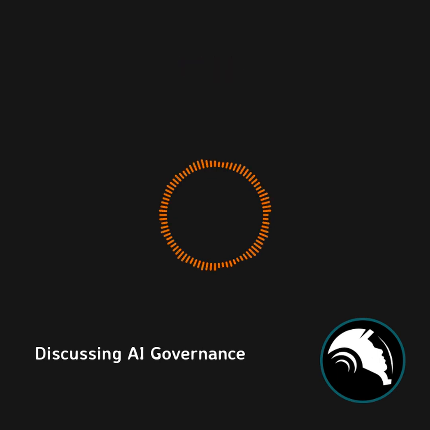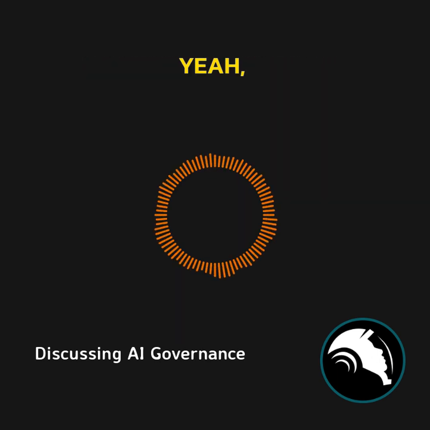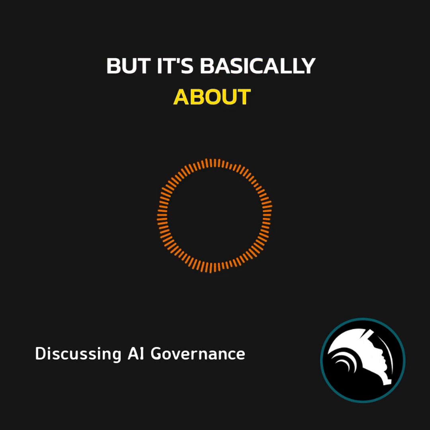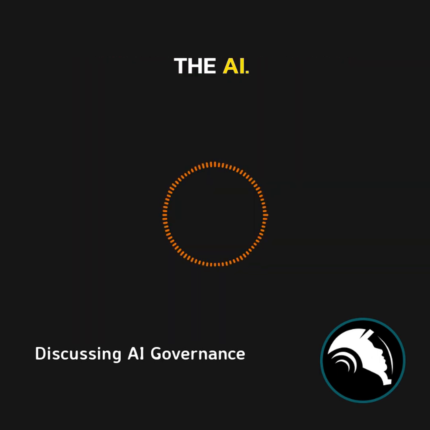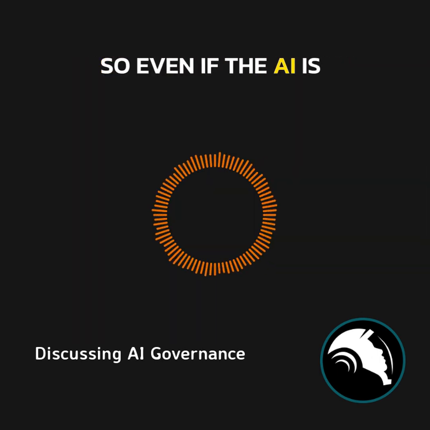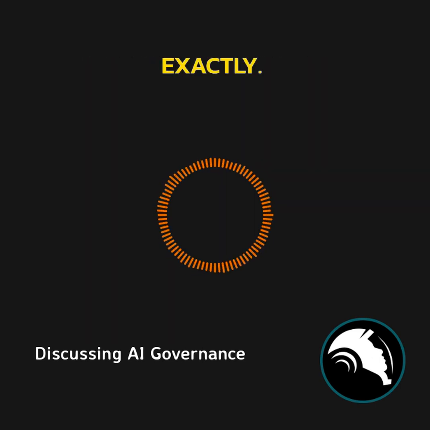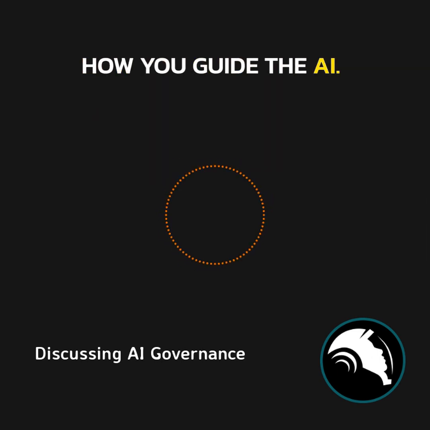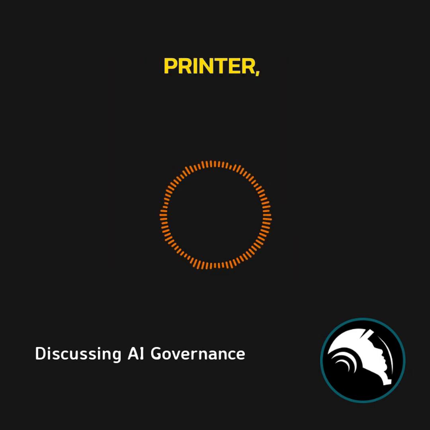What else? Well, there's also the challenge of what's called prompt engineering. Prompt engineering. Yeah, it sounds kind of technical, but it's basically about asking the right questions to get the results you want from the AI. Oh, so even if the AI is super smart, if you give it bad instructions, it's going to spit out bad results. Yeah, exactly. You've got to be really careful about how you phrase things, how you guide the AI. Interesting. It's like you could give someone a super fancy 3D printer, but if they don't know how to use it, they're going to end up with a big mess, right?